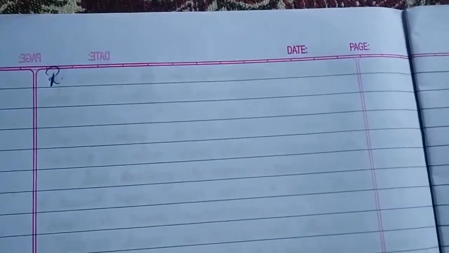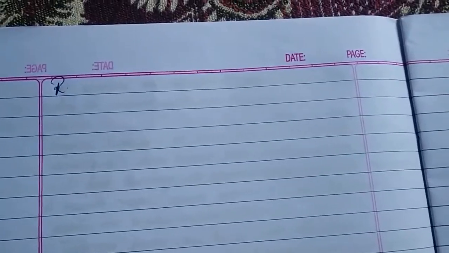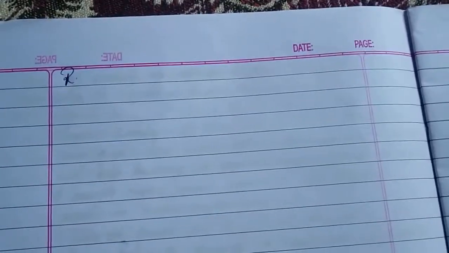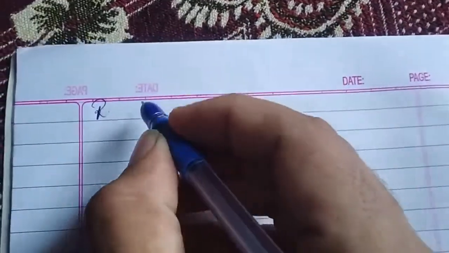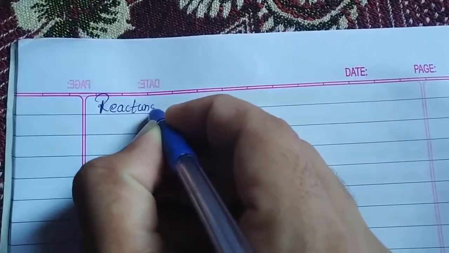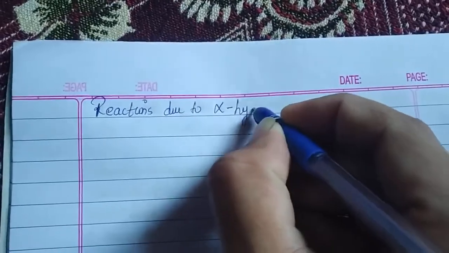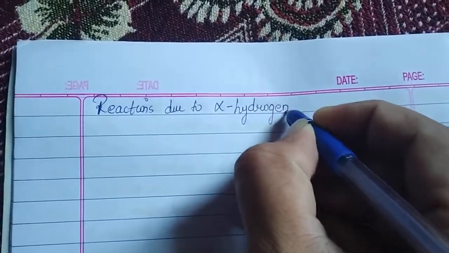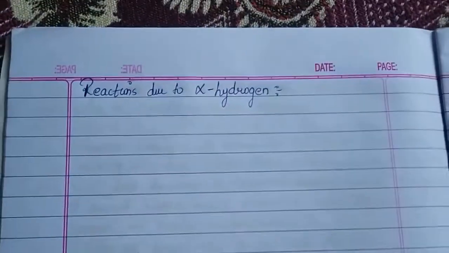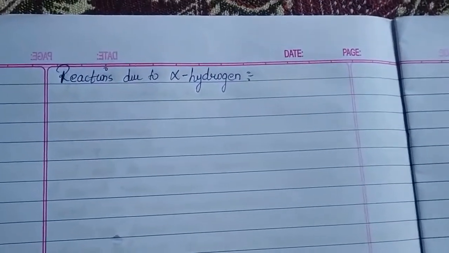So guys, in today's video, we will be seeing certain important reactions of carbonyl compounds. Whatever reactions we are going to see, it is because of the alpha hydrogen atom. So our next concept is called reactions due to alpha hydrogen. Very important concept, because under this concept we are going to study majorly three important named reactions. I repeat, three important named reactions.